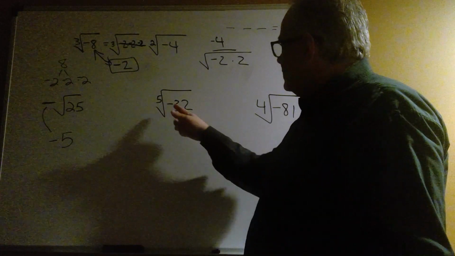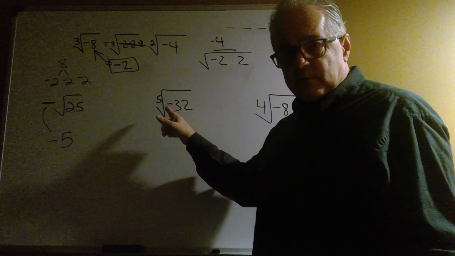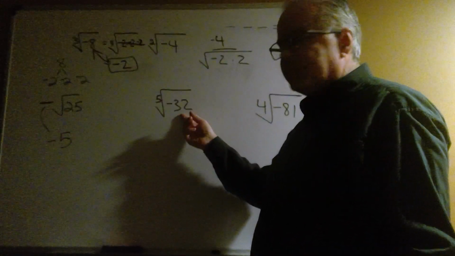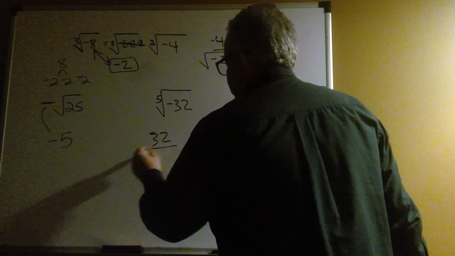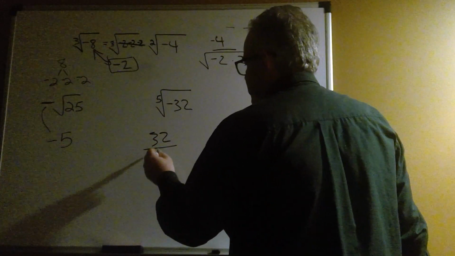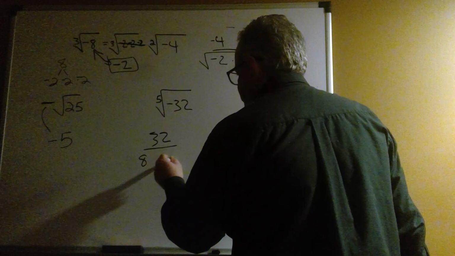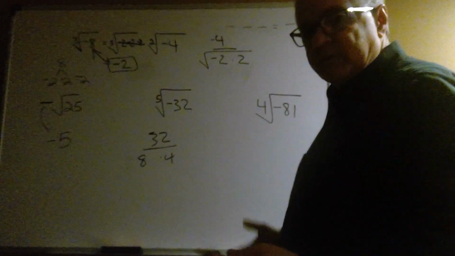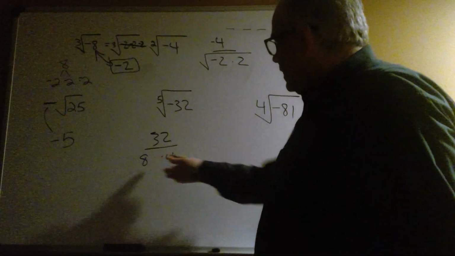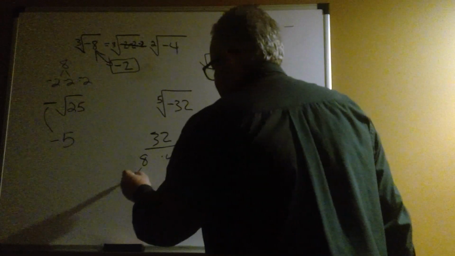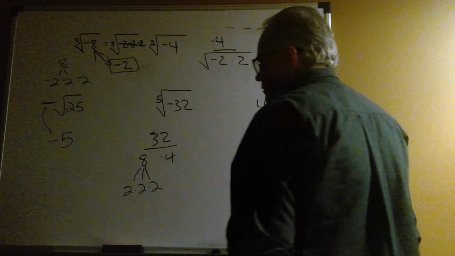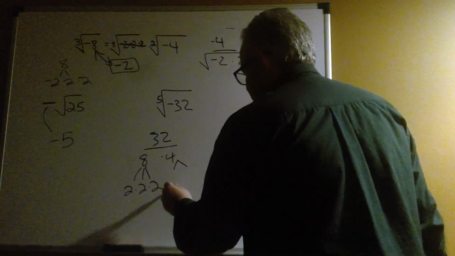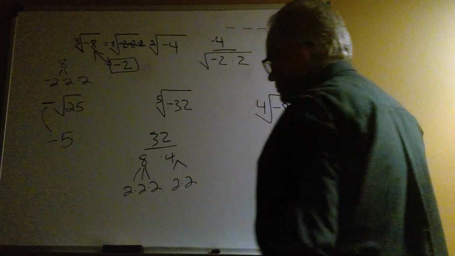Okay, here I've got the fifth root of negative 32. Now I'm going to break this 32 down. What is 32? 8 times 4. I'm just thinking of two numbers that I know equal 32. The 8 I'm going to break down. I know it's 2 times 2 times 2. And the 4 I can break down, and that's 2 times 2.